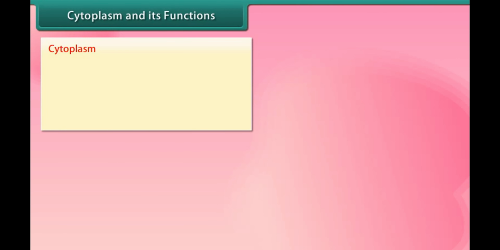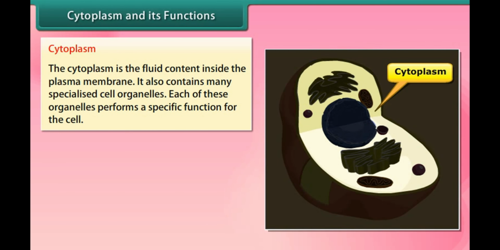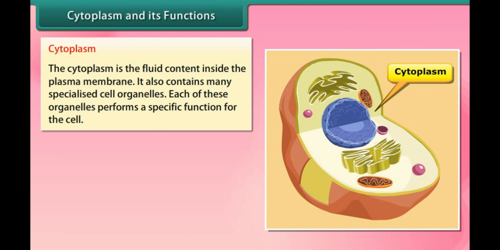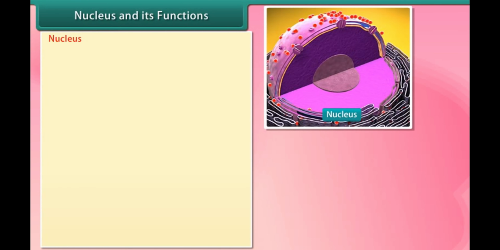Cytoplasm and its functions. Cytoplasm. The cytoplasm is the fluid content inside the plasma membrane. It also contains many specialized cell organelles. Each of these organelles performs a specific function for the cell. Functions of cytoplasm. In cytoplasm, all cell organelles are embedded. Nucleus and its functions. Nucleus.